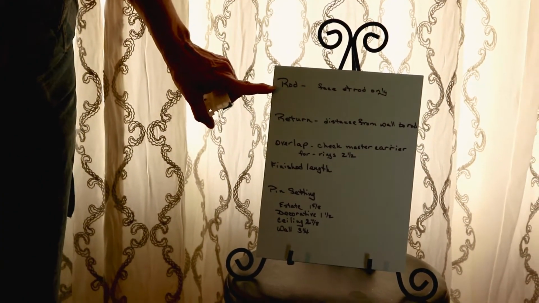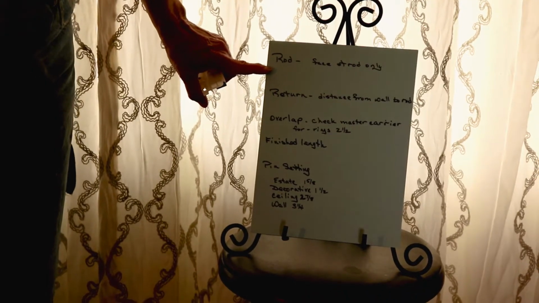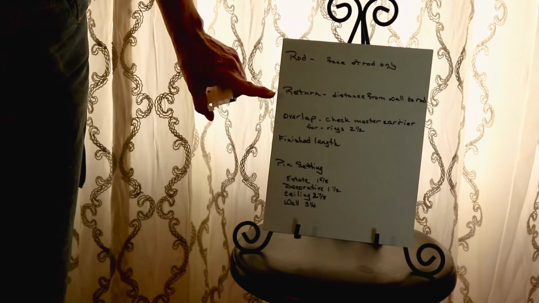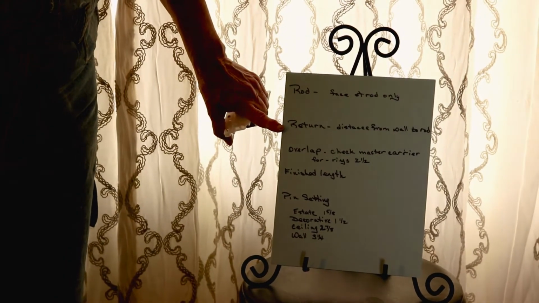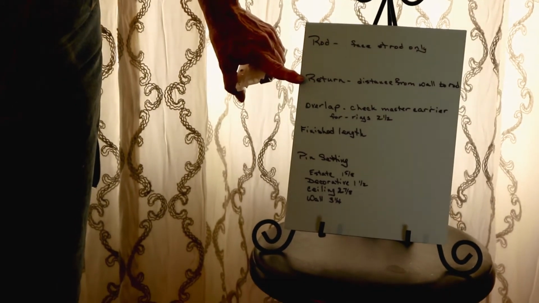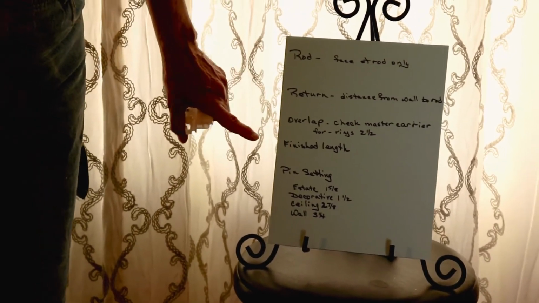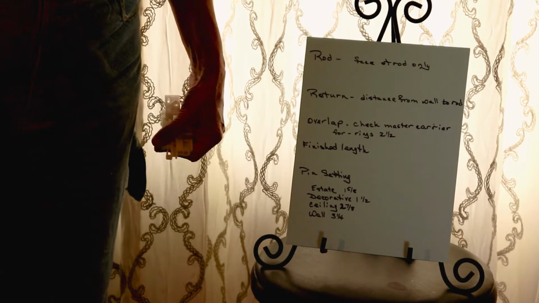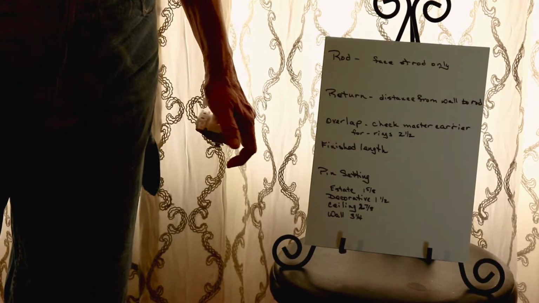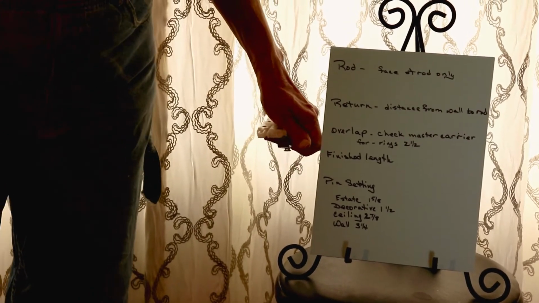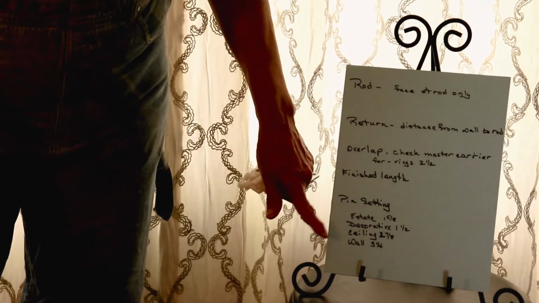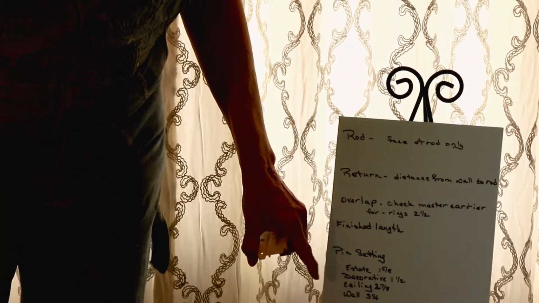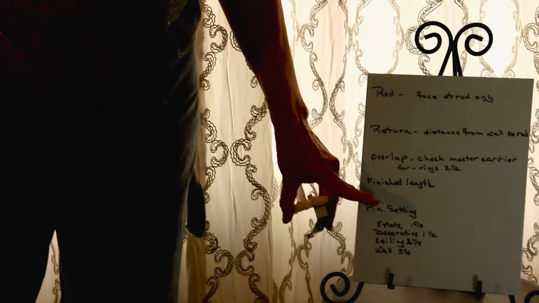You need to know your rod, that's the face of your rod, just the front. You need to know your return. That's the distance from the wall to the front of your rod. It's called projection. Okay, and then you need to know overlap. That's if you have a pair, it's where they meet in the middle. And of course your finished length. And then pin setting. We'll go over the pin settings a little later in the video because I have a sample I can show you. It'll be easier to understand.